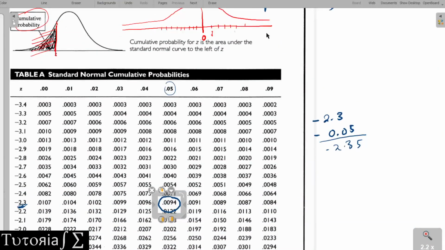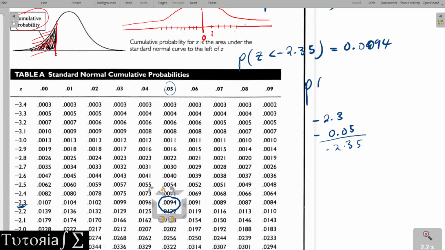So our probability of z less than -2.35 is equal to 0.0094. There's a point here, so meaning that it's 0.0094. So that is the probability of z less than negative 2.35. It could be any number.